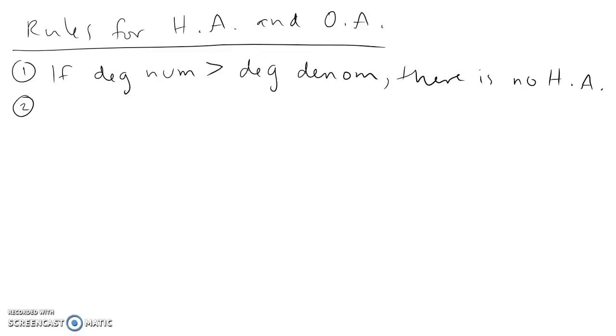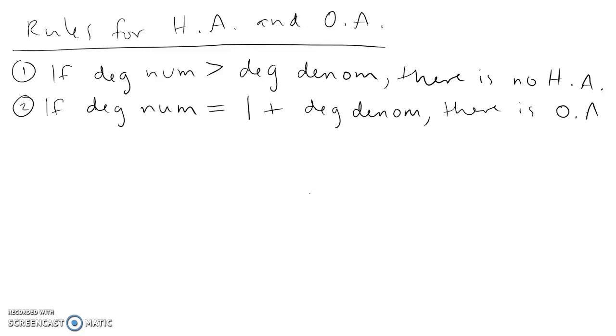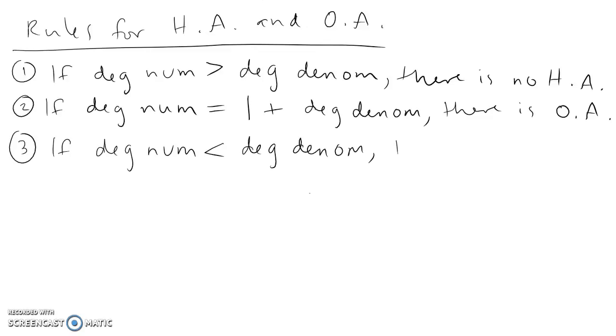Number 2. If the degree of the numerator is equal to 1 more than the degree of the denominator, then there is an oblique asymptote, and then you have to find it. Number 3 says, and I'll show you how to do that too, if the degree of the numerator is less than the degree of the denominator, then the horizontal asymptote is always the line y equals 0, or the x-axis.